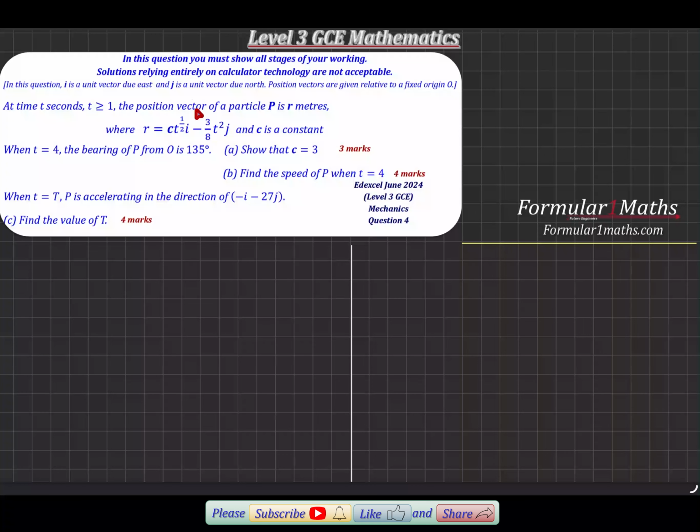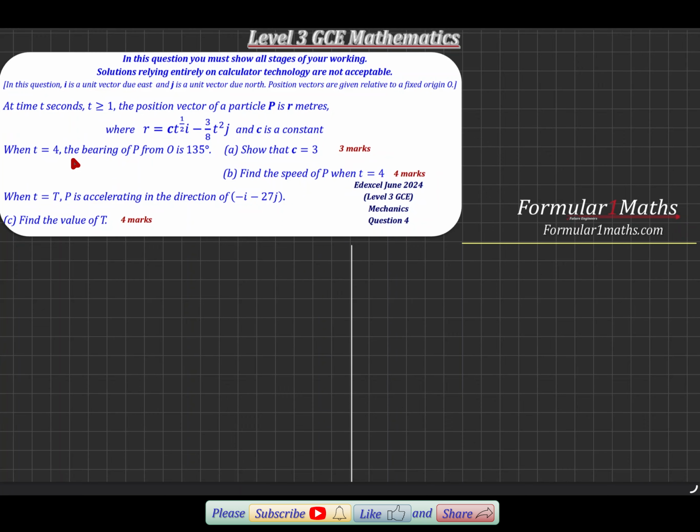This question is the mechanics component of the applied maths paper, Edexcel June 2024. Question 4. The question says, at time t seconds, where t is bigger than 1, the position vector of a particle P is r meters, where r is equal to c times t raised to the power half i minus 3 over 8 t squared j, and c is a constant.